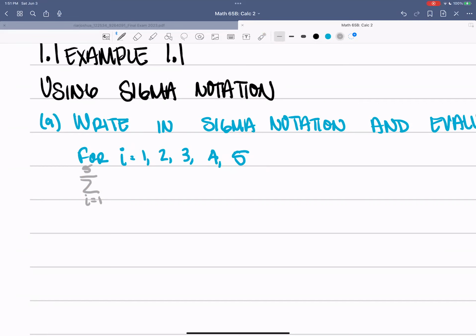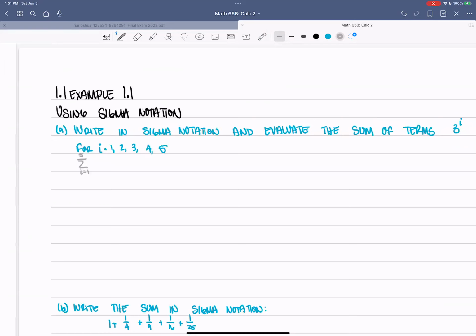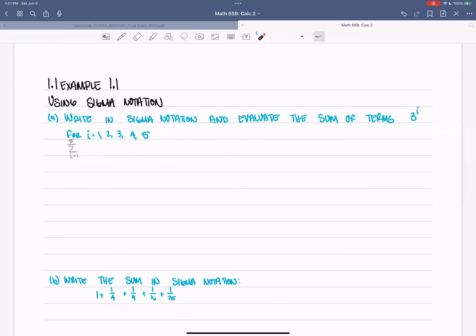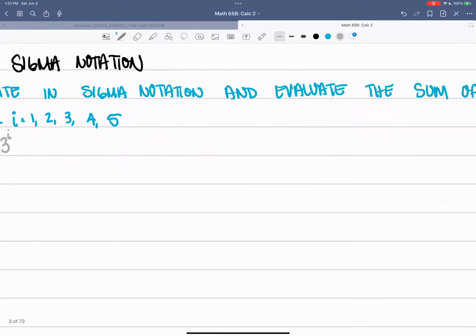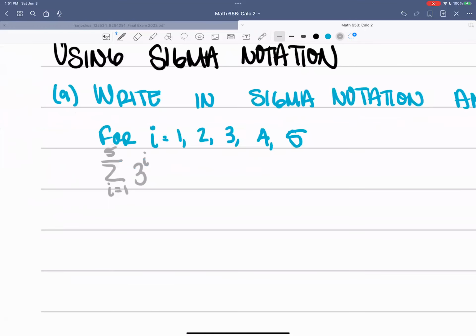We have that. Now let's see what we were looking for. So 3 to the power I is what we're looking for. So we're just going to raise 3 to the power I. So that would be our sigma notation, but they also want us to solve it. So sigma notation and solve.